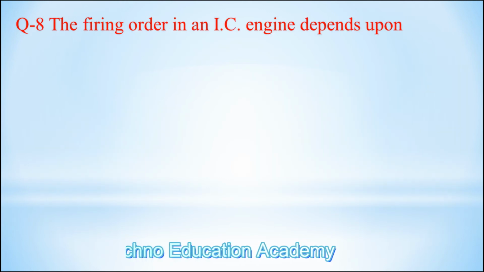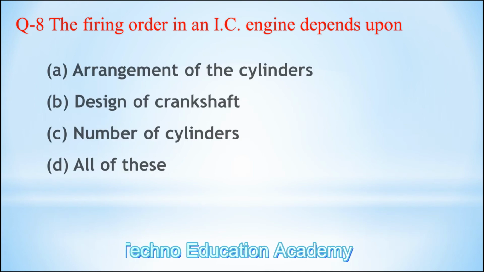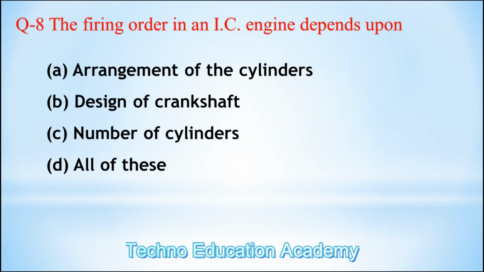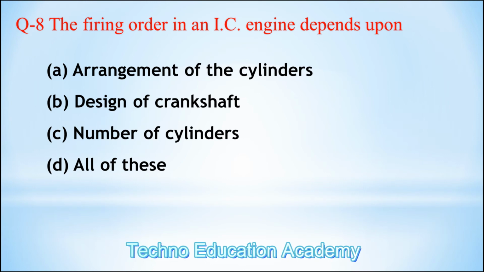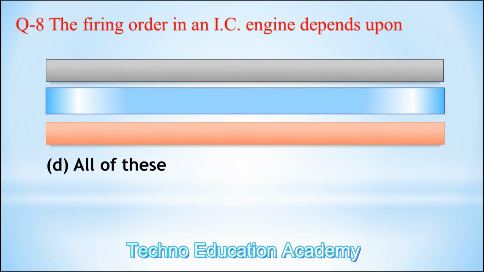Question number 8. The firing order in an IC engine depends upon: option A, arrangement of the cylinders; option B, design of crankshaft; option C, number of cylinders; option D, all of these. The firing order depends on the number of cylinders. It will vary from cylinder to cylinder; for 4 cylinders it is different, for 6, for 3. It also depends on the design of the crankshaft, and on the arrangement of cylinders, like V, horizontal, vertical. These are the different arrangements, so it will depend on all of these.